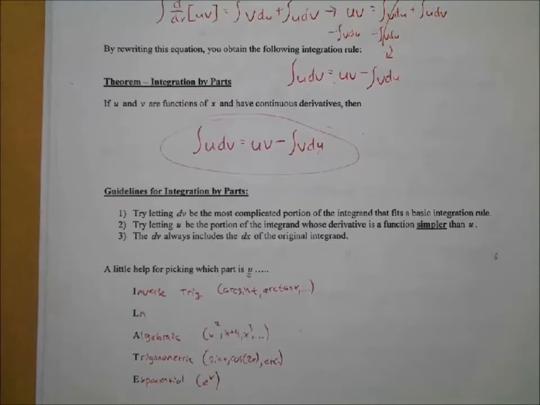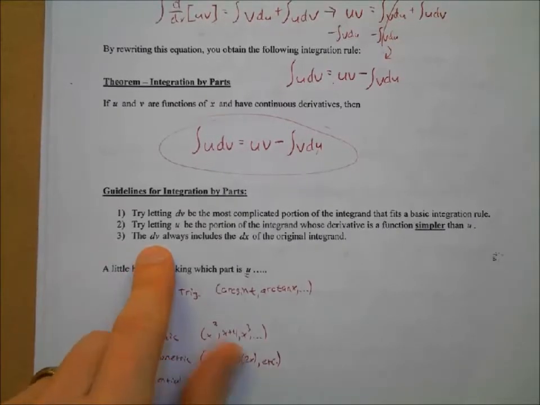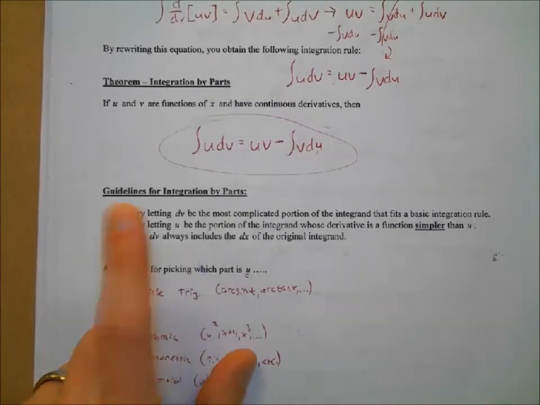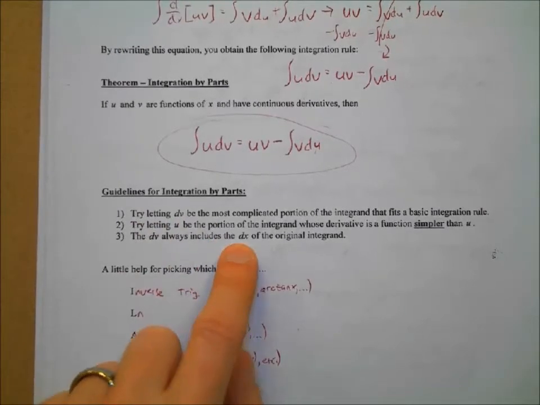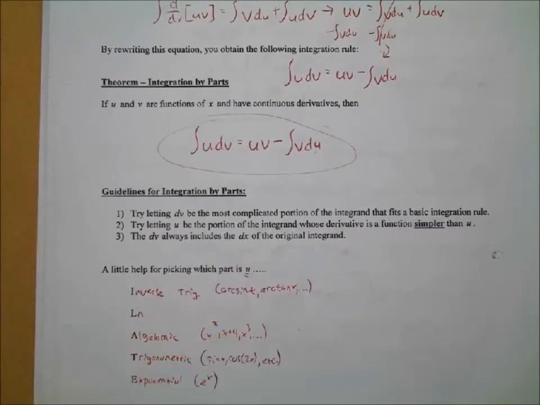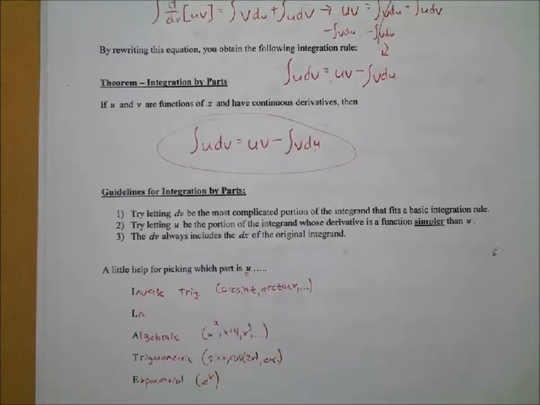And then number 3, dv always includes the dx of the original integrand. When you integrate something, it'll be with respect to x, with respect to t, sometimes, whatever. Your dv should always include the dx or the dt, whatever you're originally integrating with respect to, that should be in your dv.